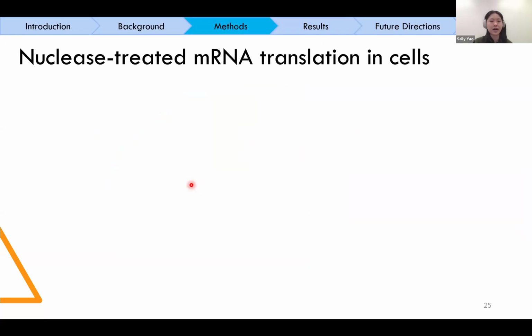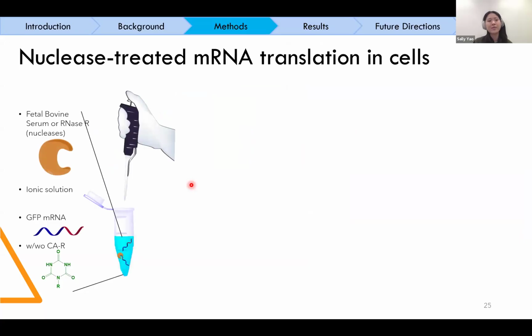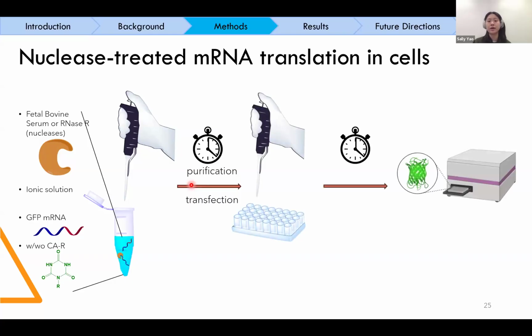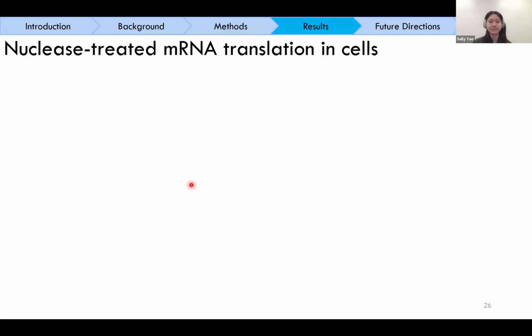And the last bit of data I have is to show whether our nuclease-treated mRNA protected with our toolkit can be successfully translated in cells. Here the mRNA we use encodes for GFP. Same thing, we collect our samples at different time points, then we purify them. We purify out all the nucleases and leave only the mRNA inside. And we transfect the purified mRNA into cells. Later on, we read it with a plate reader.